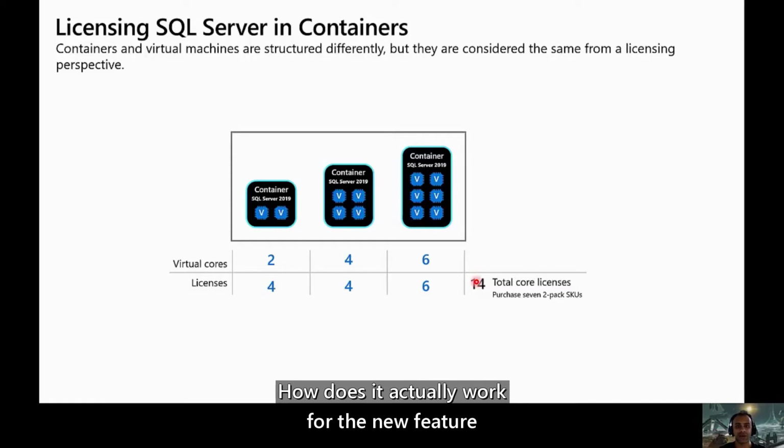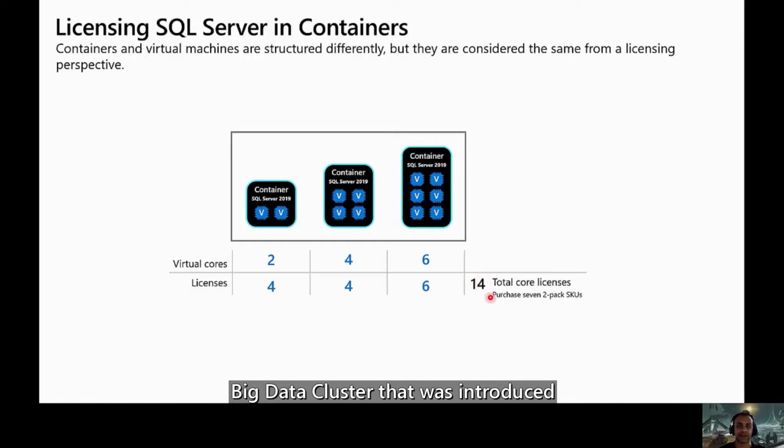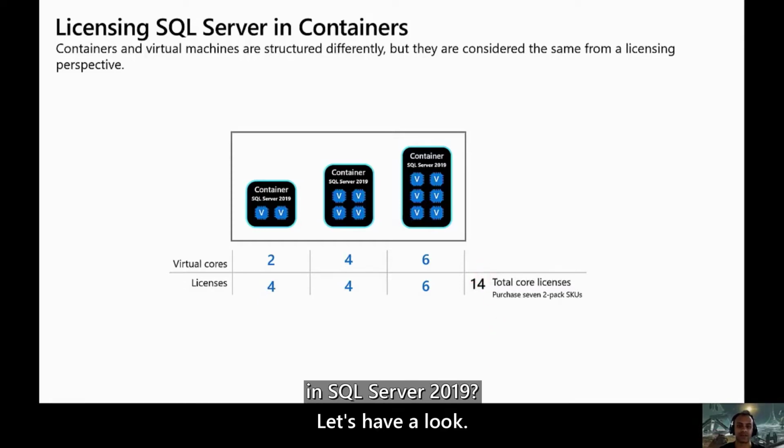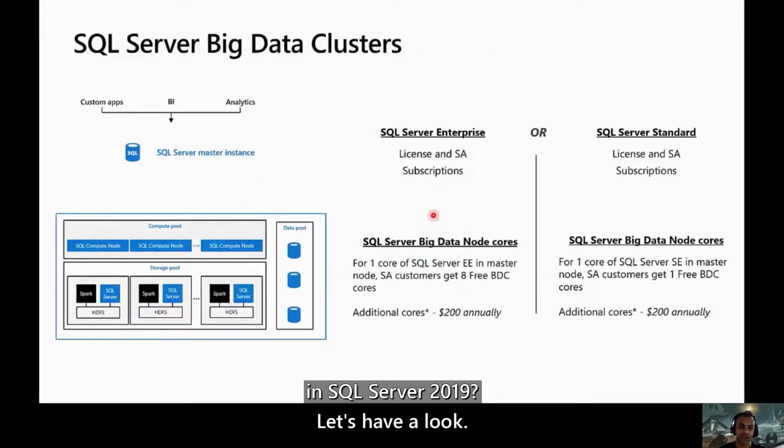So how does it actually work for the new feature Big Data Clusters that was introduced in SQL Server 2019? Let's have a look. First, you would have a SQL Server Enterprise Edition or Standard Edition as the head node. The same type of licensing rules apply: you would have to license by the cores.